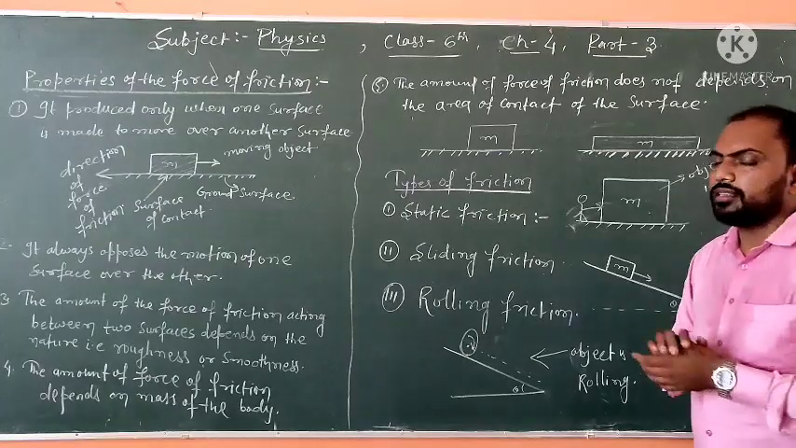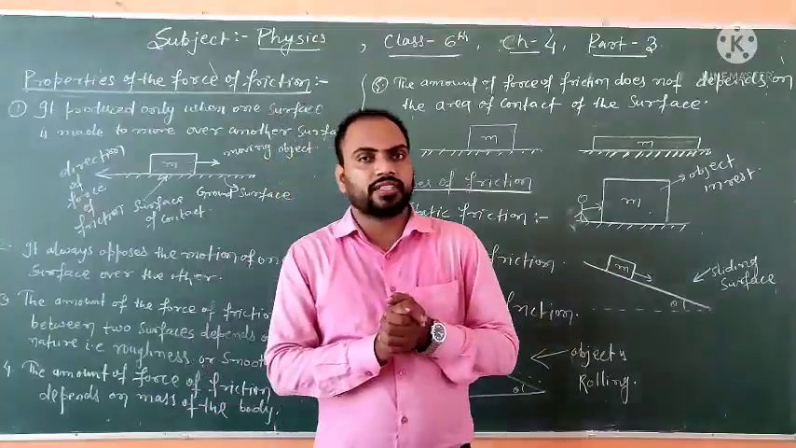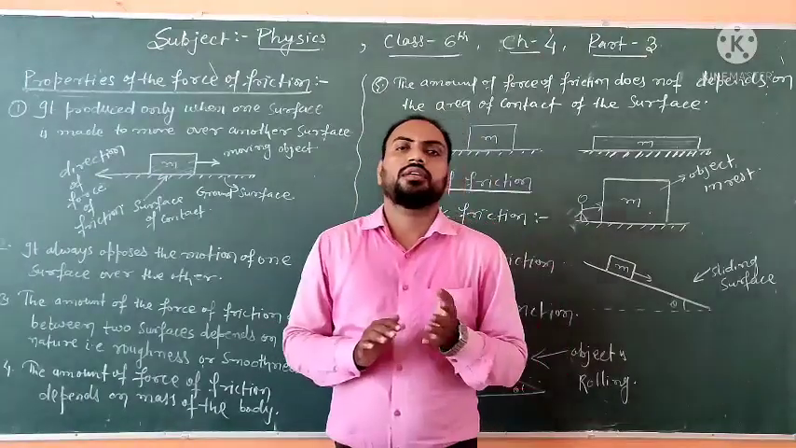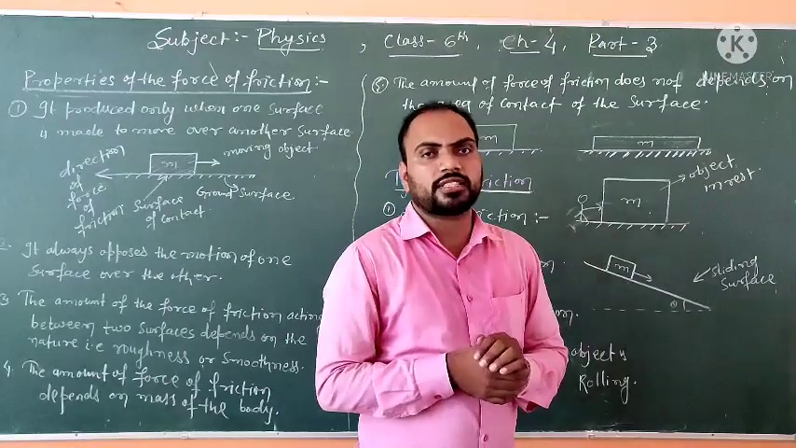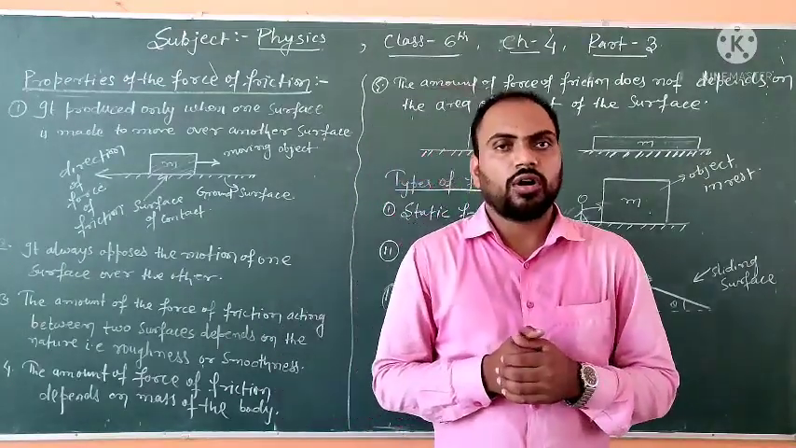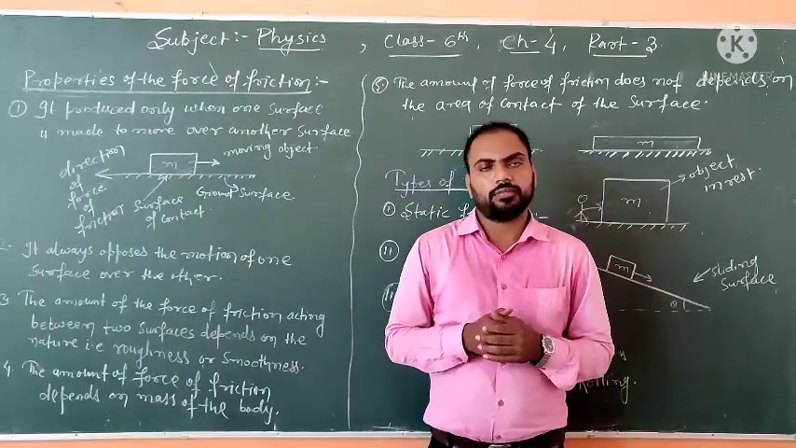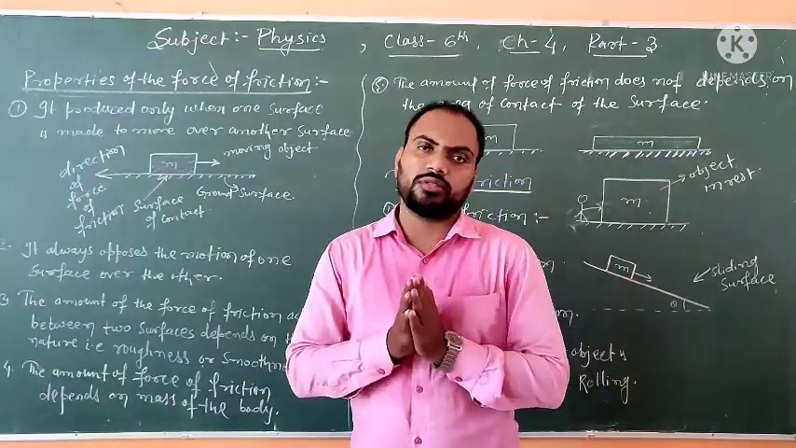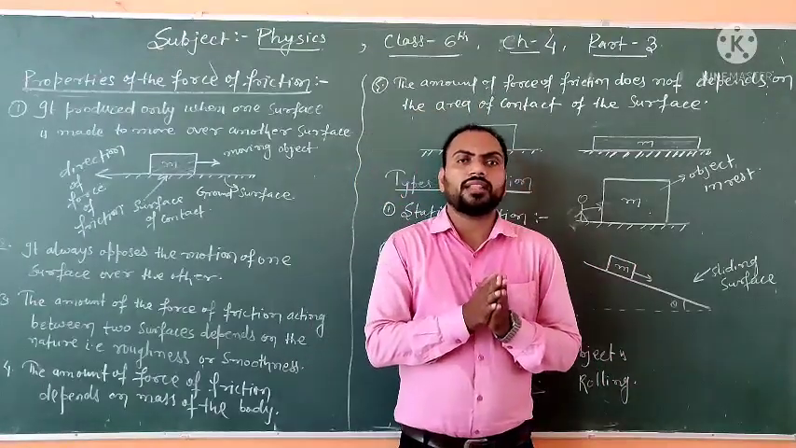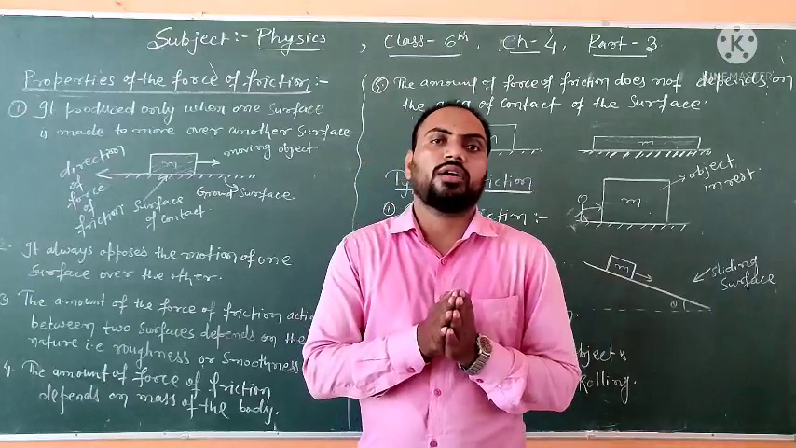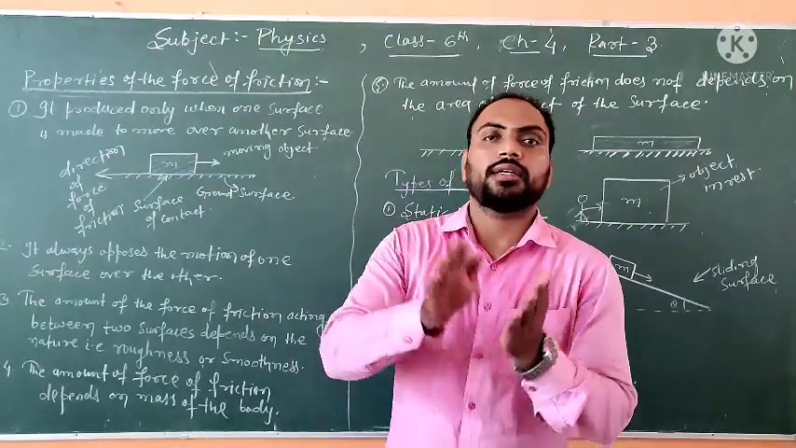Okay dear, in this part we will learn about the characteristics of friction and then types of friction. In the previous class we discussed friction. Okay dear, so where does friction occur? From this I am going to start today's session. Friction occurs when there is a relative motion of one body on another body.